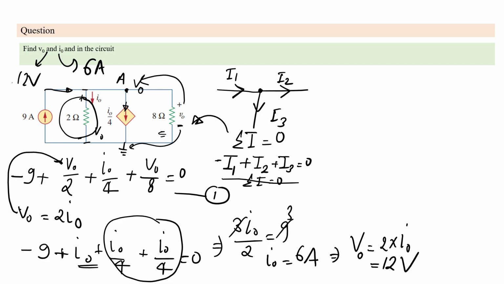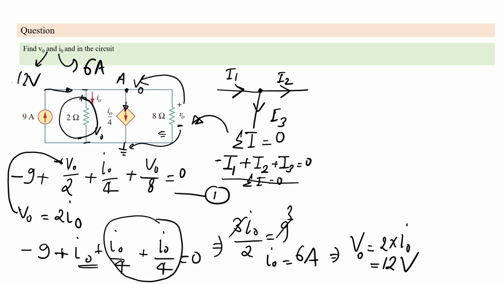If you sum up, it will come out with 3 I0 by 2 is equal to 9. So I0 will be equal to 6 amps. Similarly, for the voltage, V output is equal to 2 times I0, that is 2 multiplied by 6, which is equal to 12 volts. So this way you can find out the V0 and I0 of this circuit.